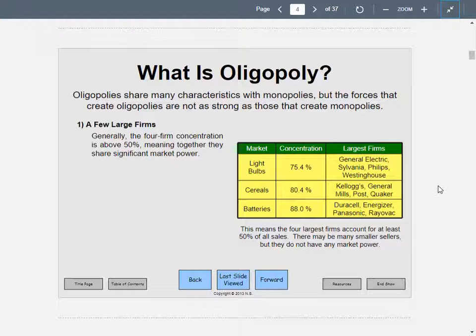So for example, light bulbs. General Electric, Sylvania, Philips, and Westinghouse own 75.4% of the market. Cereals is an oligopoly. You got Kellogg's, General Mills, Post, and Quaker. They own 80.4% of the market. And batteries. Duracell, Energizer, Panasonic, and Rayovac together own 88% of the market.